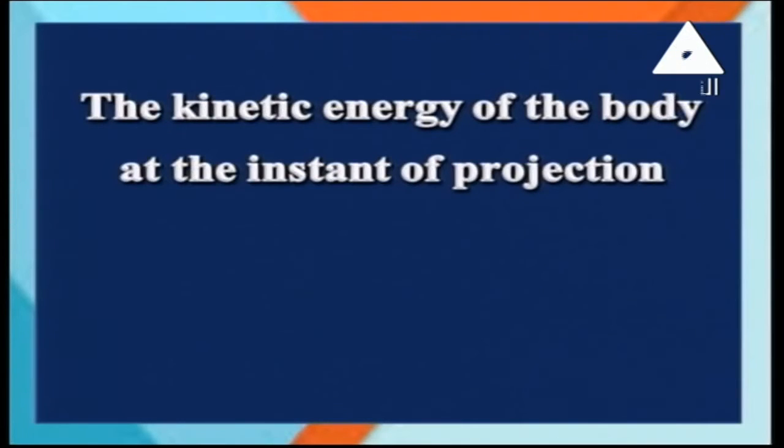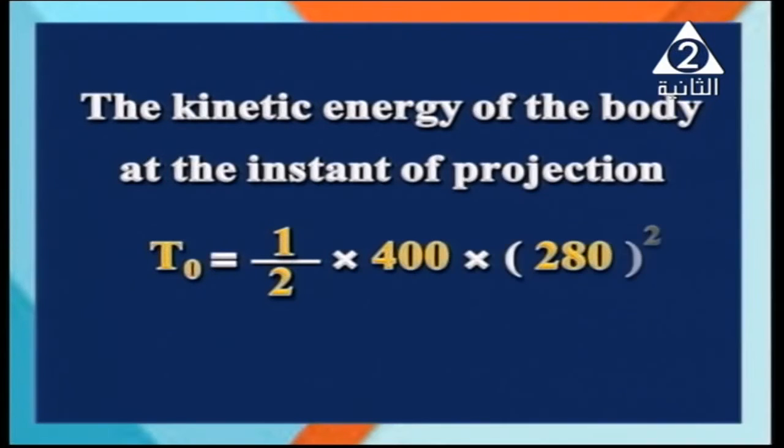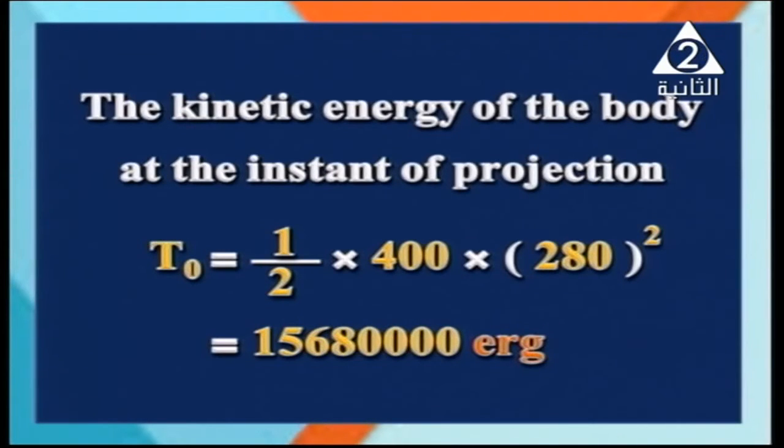The kinetic energy of the body at the instant of projection, T naught equals half mv squared. V naught squared is 280 squared. T naught equals half times 400 times 280 squared. Therefore, the kinetic energy of the body at the instant of projection equals what?